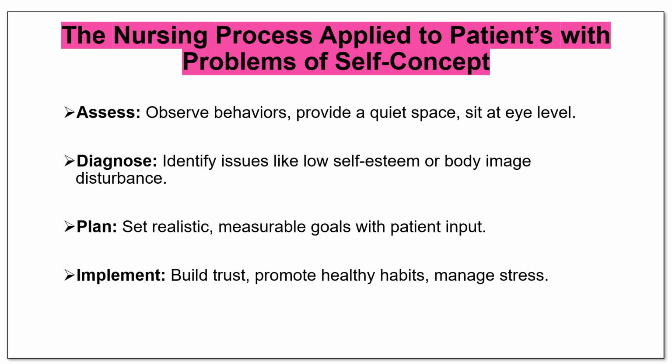Implementation. So this is where the nurse-patient relationship matters most. So we want to encourage healthy coping, nutrition, rest, safe movement, stress reduction, promote independence, and use therapeutic communication. We can possibly refer to physical therapy, occupational therapy, maybe behavioral health, or social services when needed. Always remain self-aware of your own biases so they don't interfere with care.